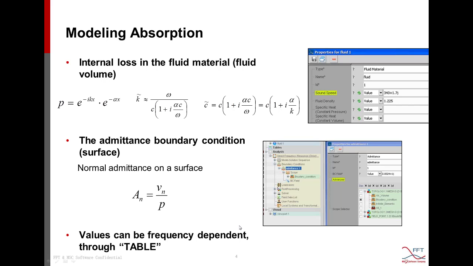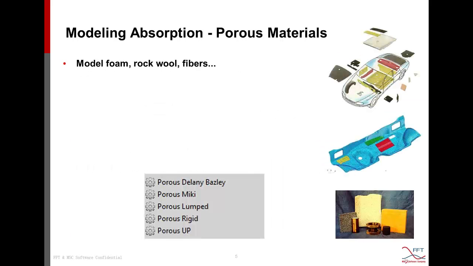Now, in Actran, many values can be frequency dependent. So typically here, both this internal loss by the imaginary part of the fluid speed of sound, and this admittance condition can be frequency dependent. Okay, now the next method to model absorption is through the modeling of the volume porous material.